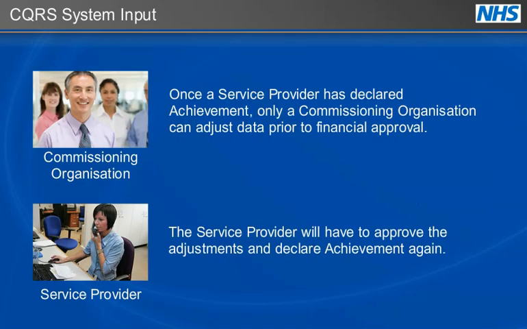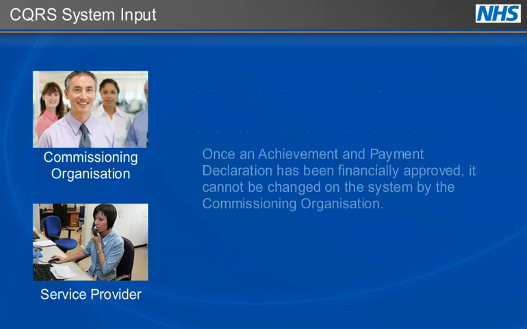Once a service provider has declared achievement, only a commissioning organization can adjust data prior to financial approval. The service provider will then have to approve these adjustments and declare achievement again. However, once an achievement and payment declaration has been financially approved, it cannot be changed on the system by the commissioning organization.